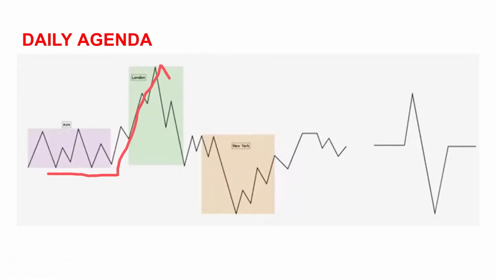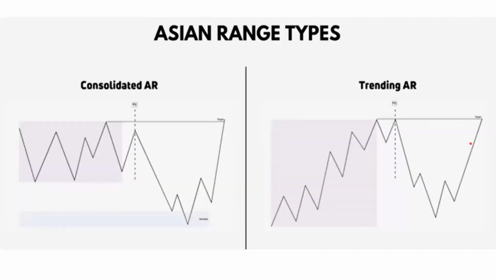Ranging, manipulation, expansion, correction. So it's like a heartbeat, the daily agenda. So these are the types of Asian ranges, and you're going to find them everywhere in your market. There are so many types, but you can build a strategy around this whole concept.